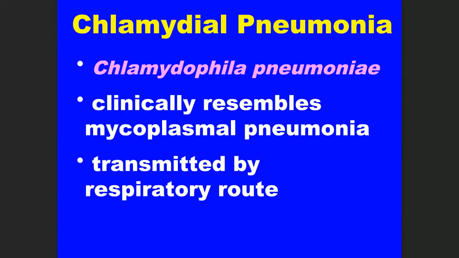Another type of pneumonia is called chlamydial pneumonia. It's fairly rare. The bacteria that causes this is Chlamydophila pneumoniae, usually transmitted through the respiratory route. A lot of the symptoms are very similar to mycoplasma pneumonia, and the treatment is also the same. It's usually treated with erythromycin.